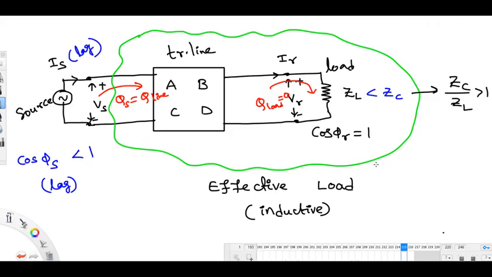Because the inductors will be in parallel, the inductance will become half. Capacitance will be in parallel, so the capacitance will become double.